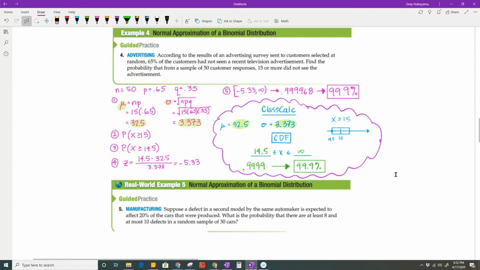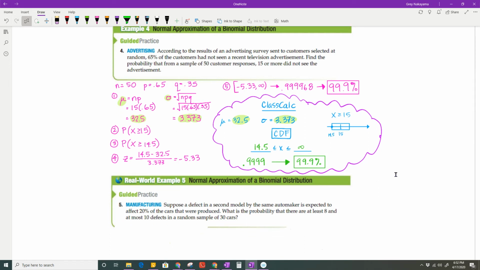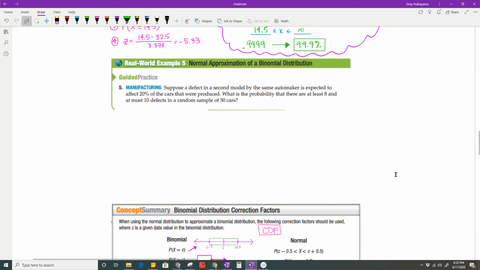So that is a problem that is greater than or equal to, or if it was less than or equal to. We have one here that is a little bit different because it's going to be in between two numbers. So let's look at this.